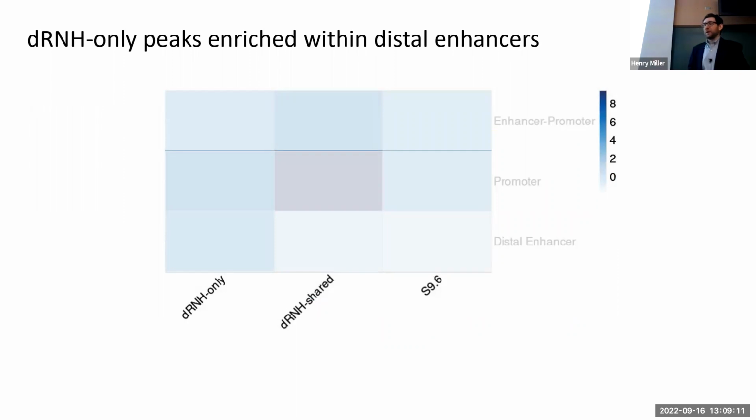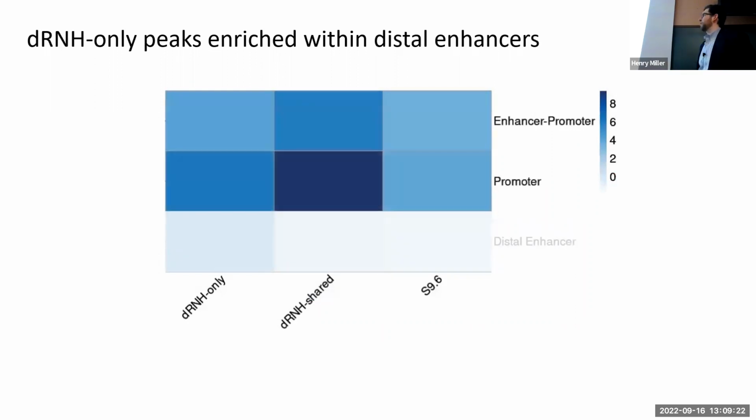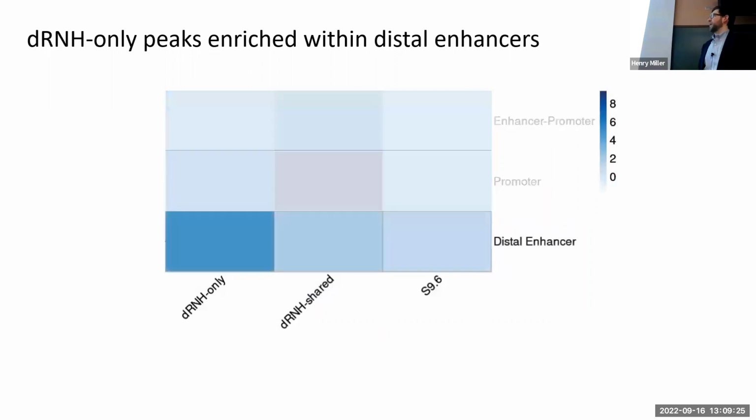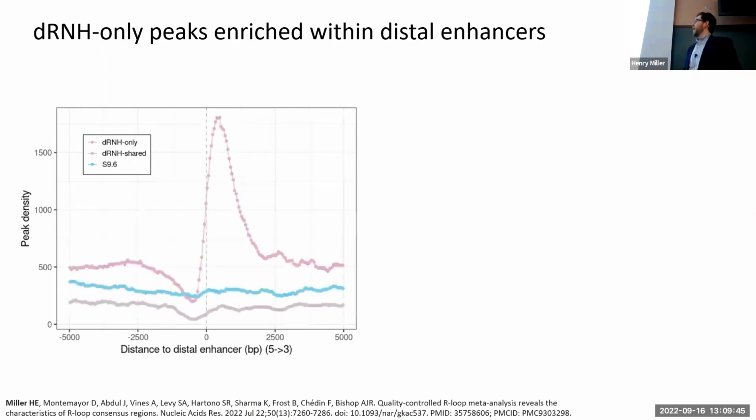I looked at the enrichment of these consensus peaks within these cis regulatory elements. First, looking at enhancer promoters, there was no clear specificity for DRNH only, same with promoters. And then looking at distal enhancers, now I could see there was very clearly a specificity for DRNH only. Looking in a little bit greater depth, this is a metaplot showing the pileup of DRNH only, DRNH shared and S9.6 around distal enhancers. We can see that DRNH only has very strong enrichment. The others are pretty much flat lines.